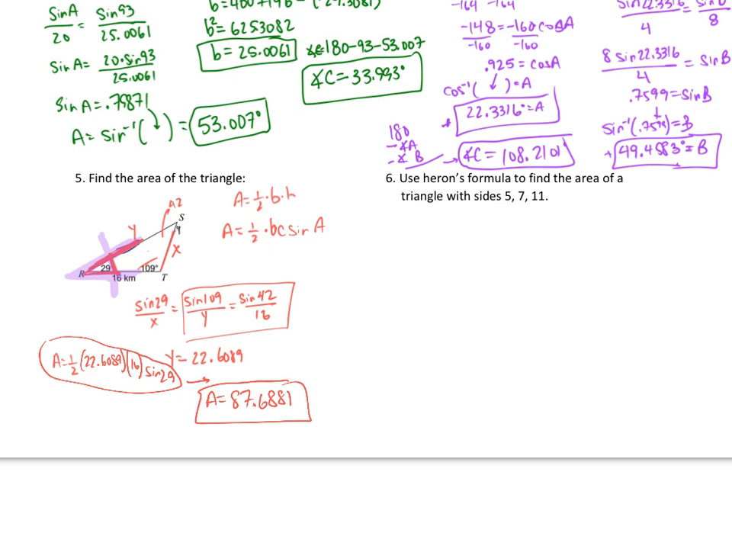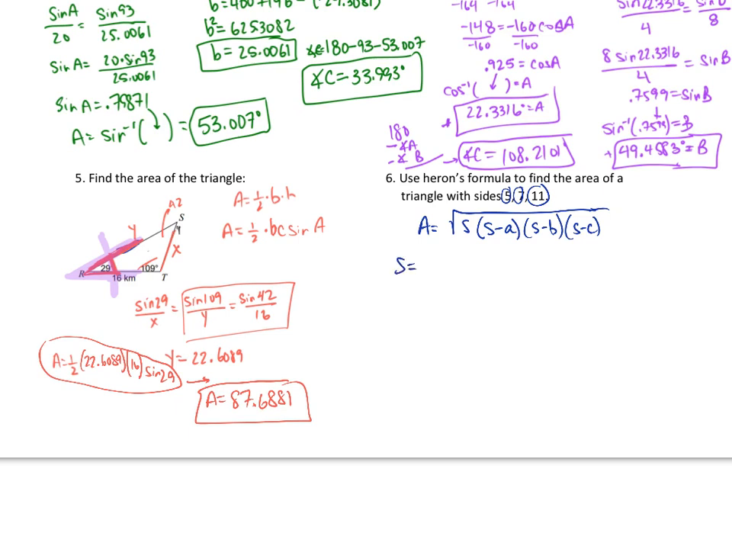All right, for the last one here, it has us wanting to use Heron's formula to solve for the area. So let's go ahead and take a look at that. Heron's formula says the area is going to be the square root of s times s minus a times s minus b times s minus c. And the reason I'm using Heron's formula is because I'm given 3 sides of a triangle. Whenever you're given 3 sides of a triangle, you can easily find the area with this formula.